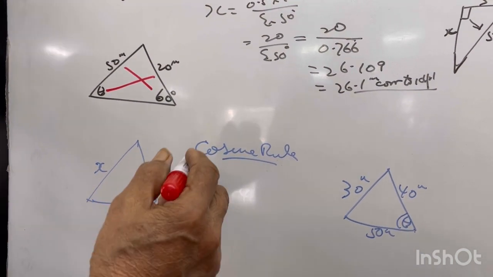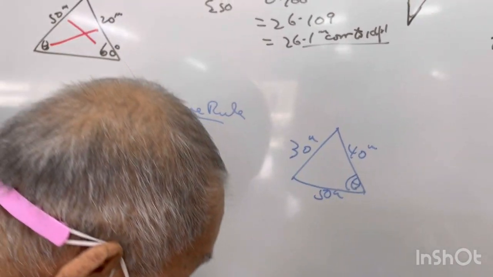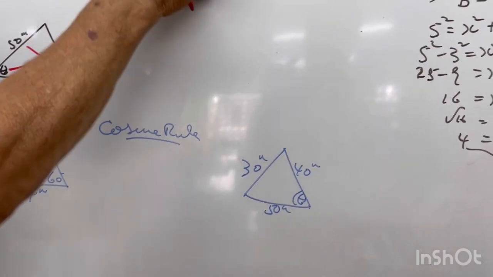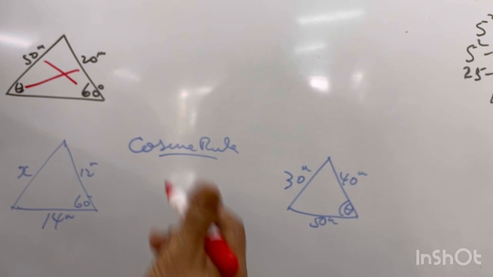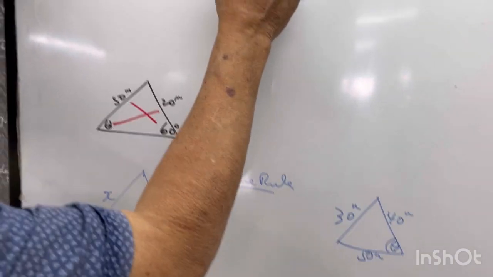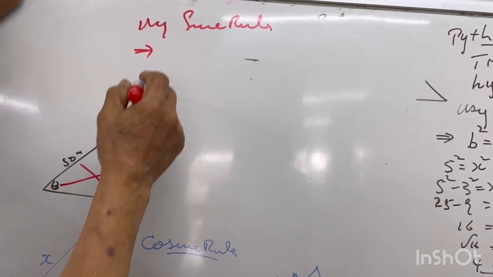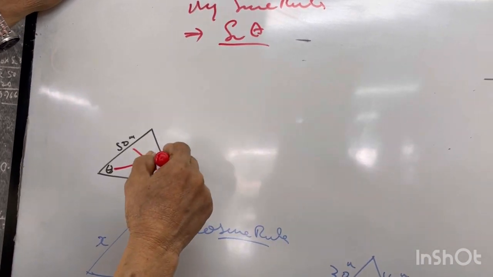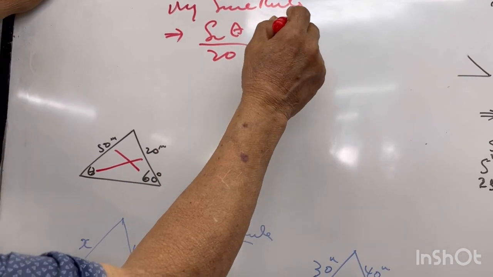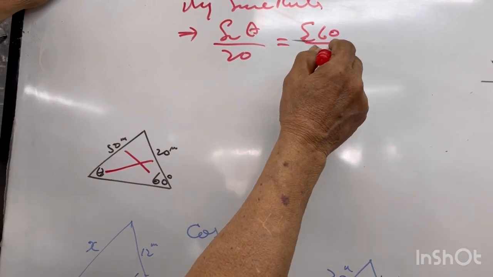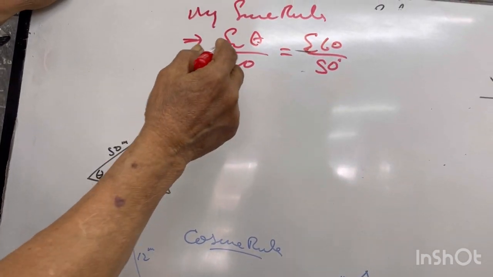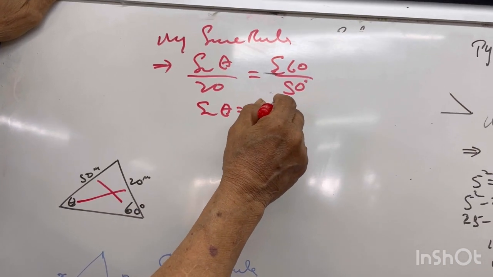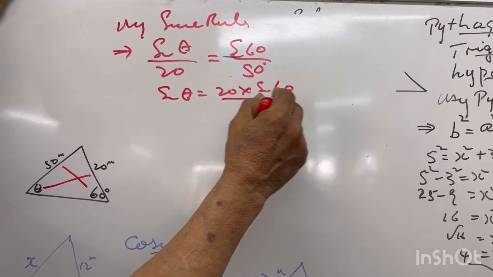In this case here, I'm going to use the sine rule. Using sine rule, it implies, what is it you want? You want angle. I put the angle in front. Sine the angle over the side is equal to sine the angle over the side. Again, I want this here, I don't want that, so I cross multiply. So I say sine the angle is equal to 20 times sine 60 over 50.